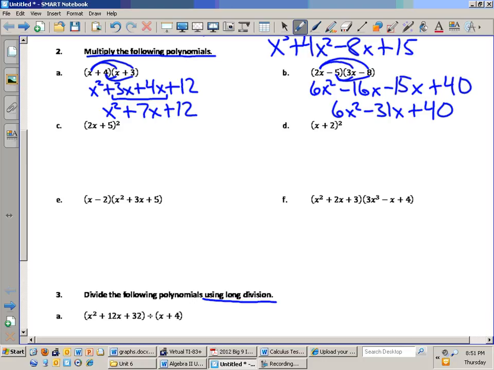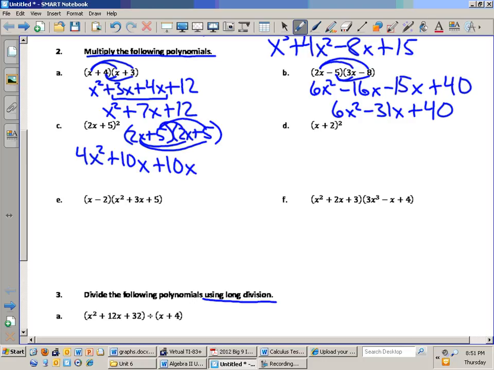If it says squared, that means you multiply it twice. So it'll be 2x plus 5 times 2x plus 5. 2x times 2x is 4x squared. 2x times 5 is 10x. 5 times 2x is 10x. 5 times 5 is 25. Leaves me with 4x squared plus 20x plus 25, and that's it.